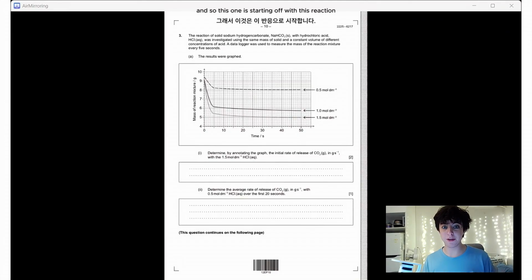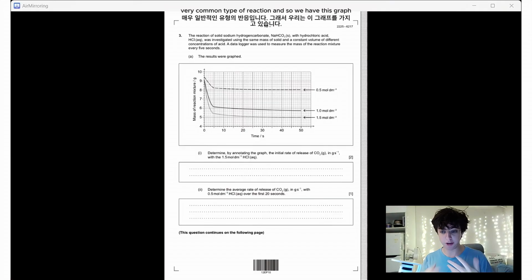And so this one is starting off with this reaction of some solid sodium hydrogen carbonate with some hydrochloric acid. It's being investigated using the same mass of a solid, some constant volume, and different concentrations of acid. Rather than using the traditional gas syringe, this is going to be tracking it through the mass loss because there is the production of CO2 that is happening. So that's how that's being represented. Very common type of reaction. And so we have this graph.